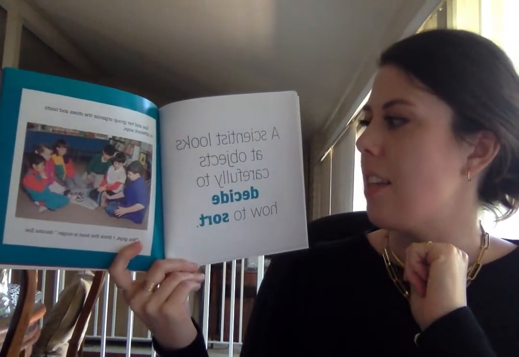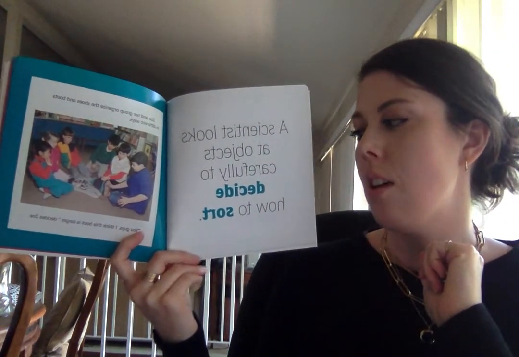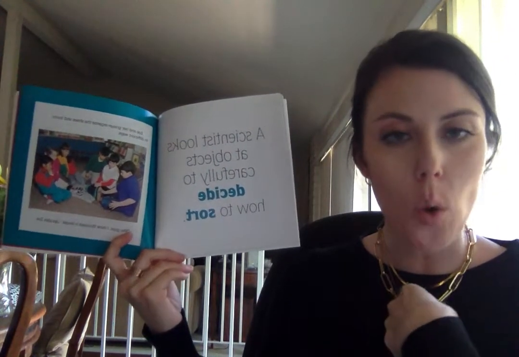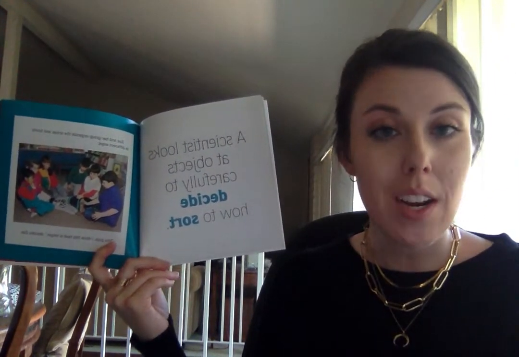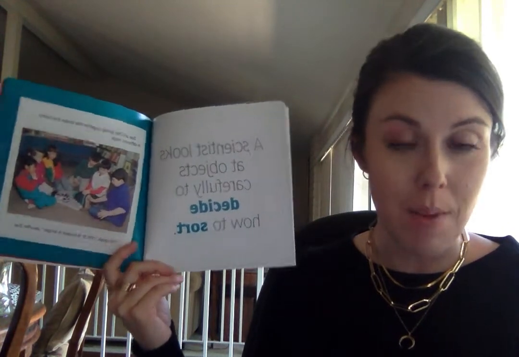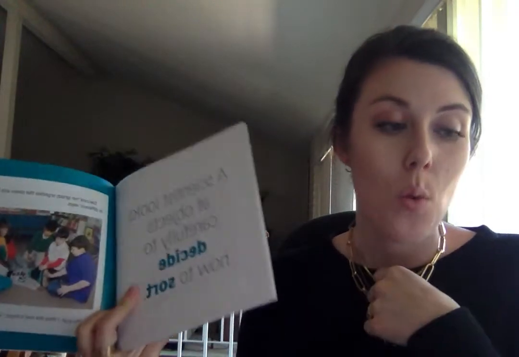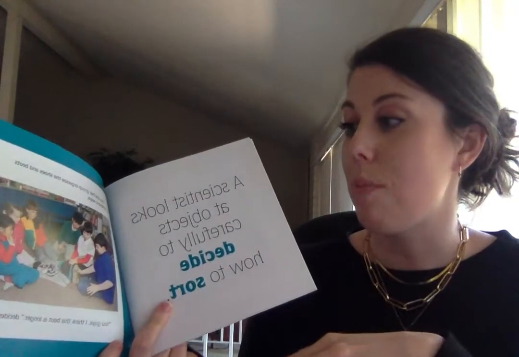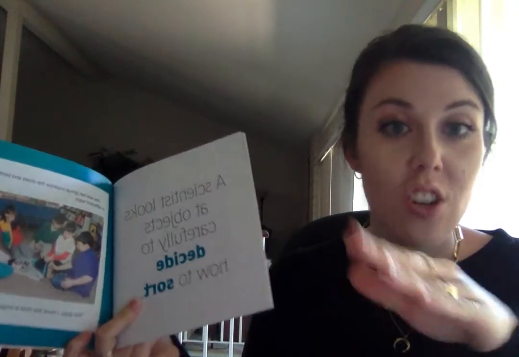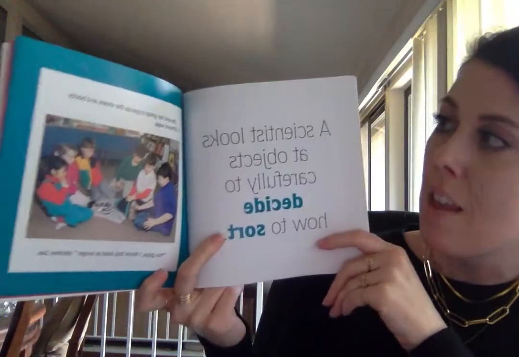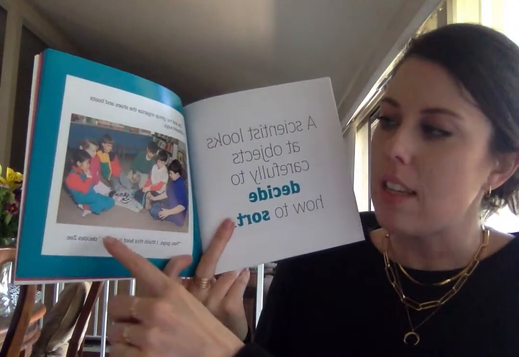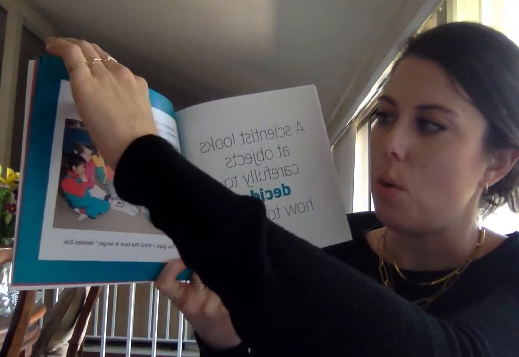A scientist looks at objects carefully to decide how to sort. We know how to sort. We learned about sorting when we read the book Isabel's Treasure Tub, and you can sort by putting things that are the same together. We can sort by color. We can put all the blue things together. We can sort by shape, put all the circles together. There are lots of ways to sort. Zoe and her group organized the shoes and boots in different ways. You guys, I think this boot is longer, decides Zoe.